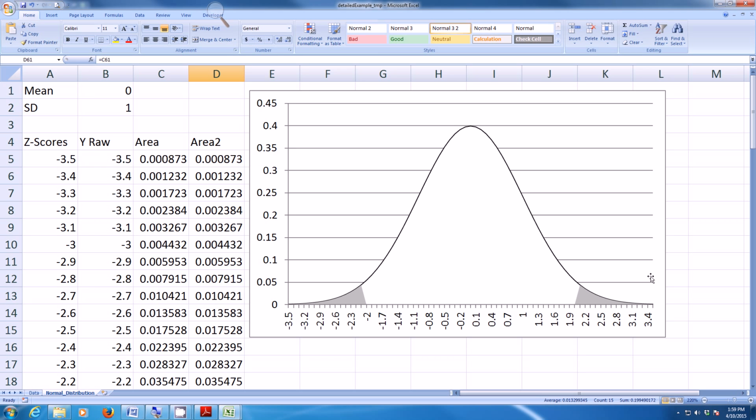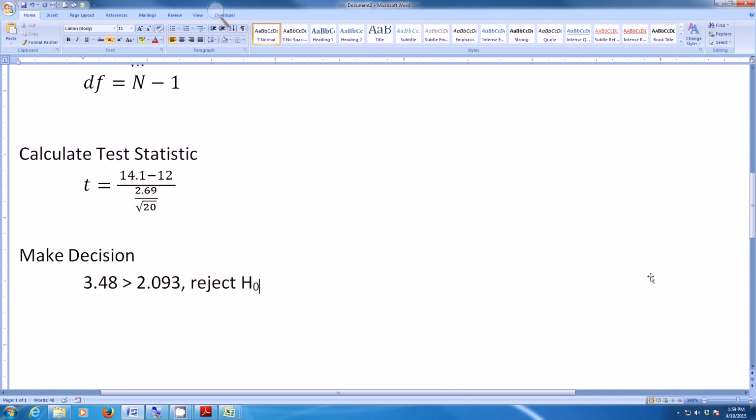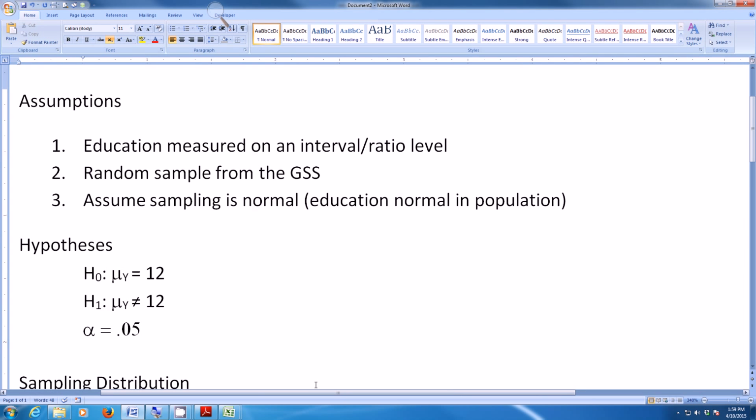And so our conclusion basically is that the null hypothesis is unlikely to be true. In other words, the population average education from which the general social survey sample was drawn is probably not equal to 12. And so we have evidence for our research hypothesis that it's different from 12. And so that's what we conclude. We conclude that the true population mean is not equal to 12.